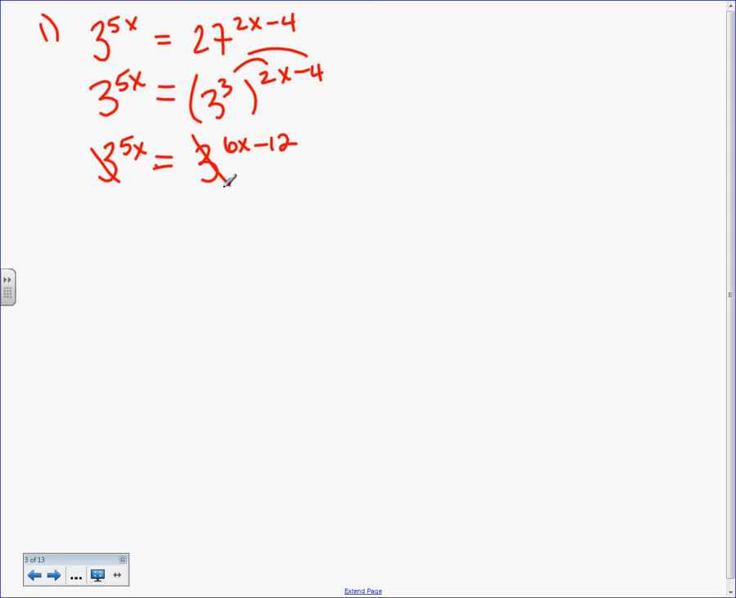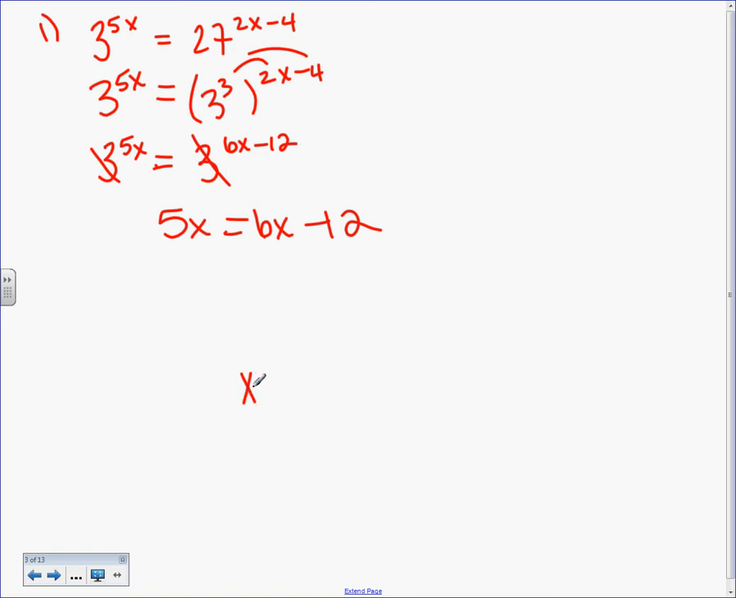Okay. So the exponents are now equal. 5x is equal to 6x minus 12. Is that okay? And now it's super easy. That's what we hope for in Algebra 2. The first 2 steps are new. We have to kind of talk about it. And after that, everything should be old and easy for you. So go ahead and solve for x, please.